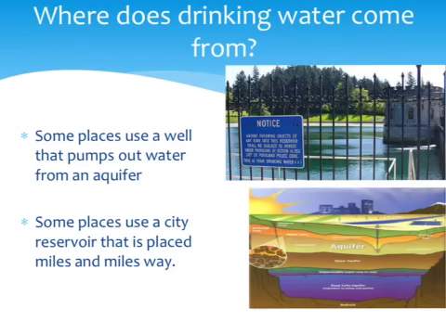So we need to consider where drinking water comes from. Some places use a well that pumps water directly from an aquifer. In general, those are rural places out in the country where there's not city water, whereas urban areas use city reservoirs, either lakes or rivers, and we pool the water and we use it from that.